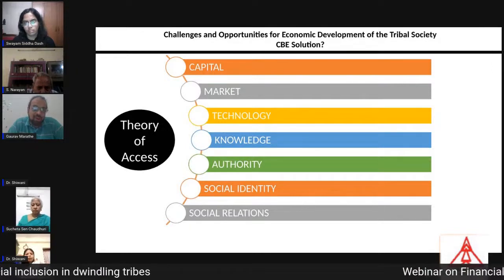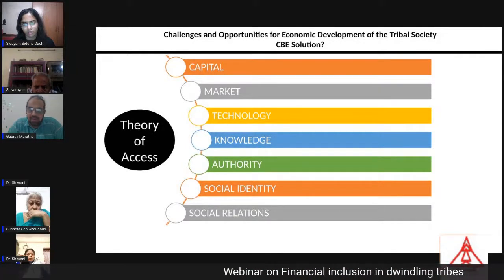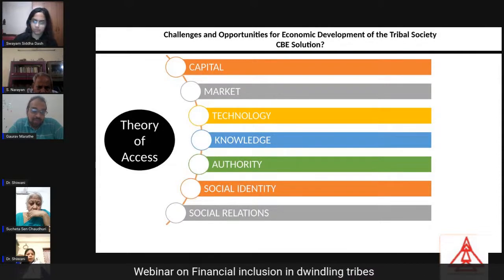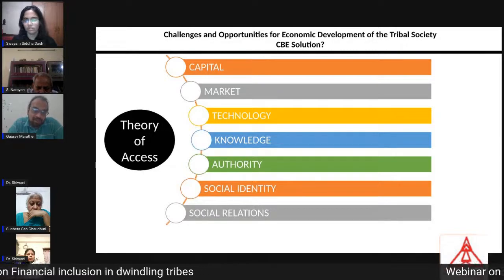And then the last two parts are, I think, more important and more critical for this enterprise's success. The first is social identity. Can they really adapt to this identity of enterprises?